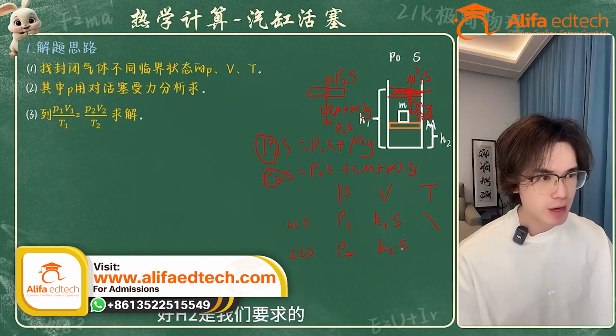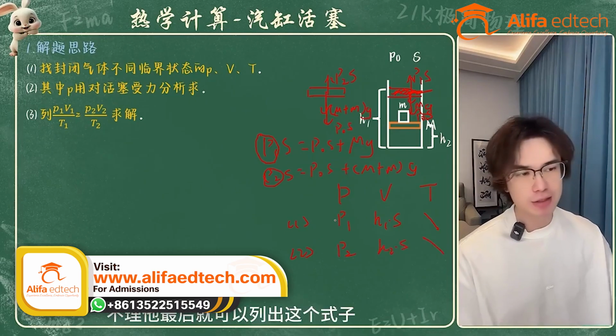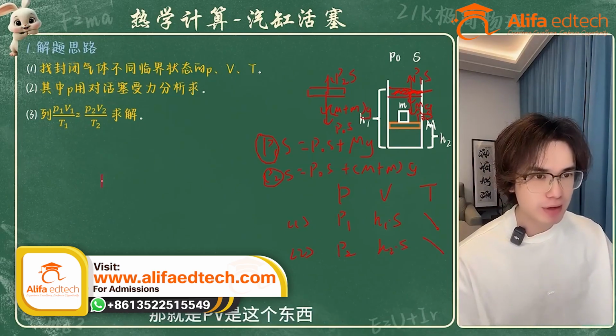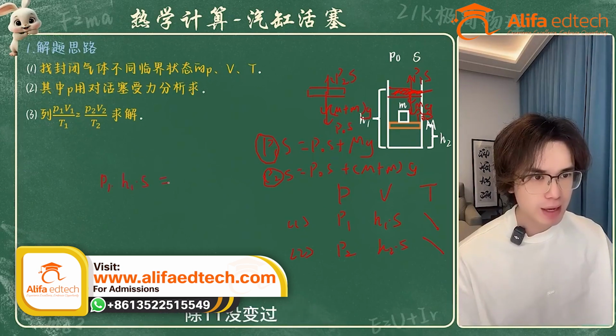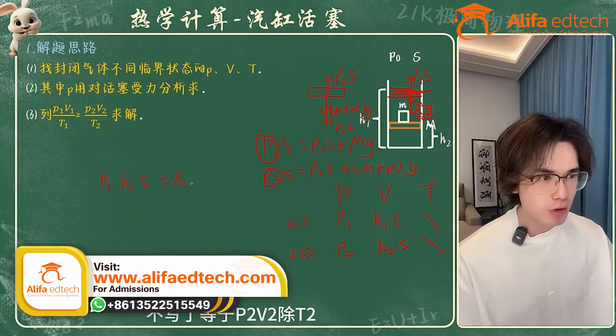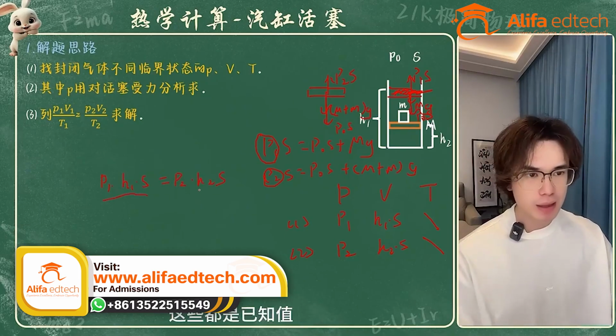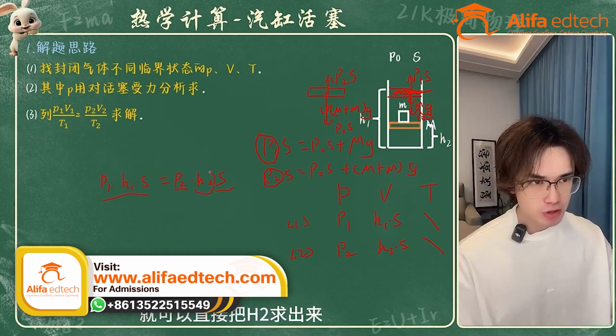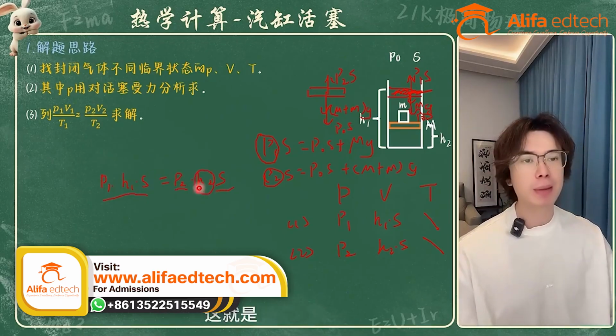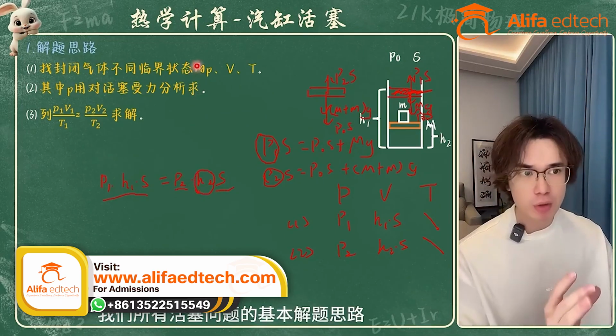h2 is what we need to find. As for the temperature, since it hasn't changed, we can ignore it for now. Finally, we can set up this equation, PV over T, which means P1V1 is this value, divided by T, since T hasn't changed, we won't write it, equals P2V2 over T2. Alright, in this way, since all of these are known values, we can directly solve for h2. This is the basic approach to solving all piston problems.